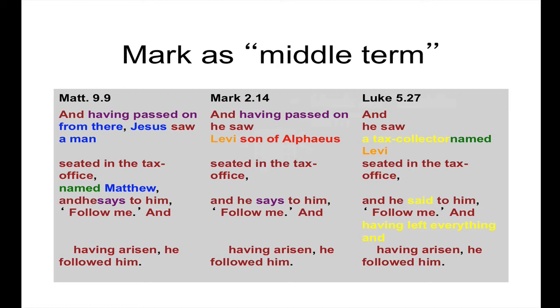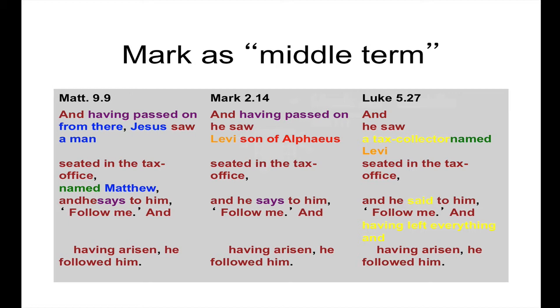Matthew and Mark agree, having passed on. Luke doesn't have that. Matthew has something that differs from both Mark and Luke. Mark and Luke just have he saw. Come to the third line. Both Mark and Luke say that the tax collector's name is Levi. Matthew doesn't. We come further down. Matthew names the tax collector Matthew.